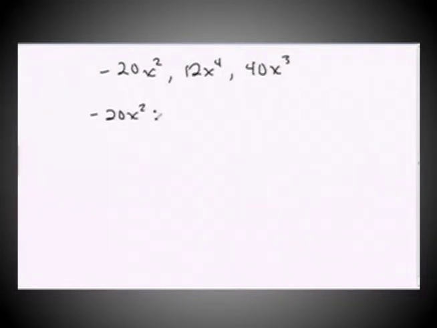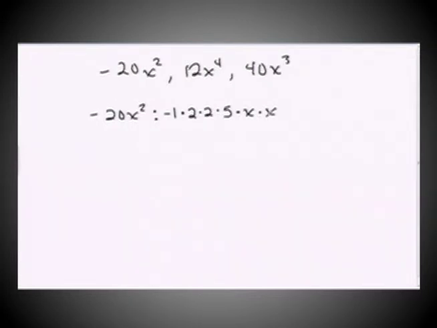If we'd like to find the prime factorization of negative 20x squared, we break it down into a product of prime factors. For this case, we have negative 1 times 4 times 5, but 4 is not a prime number. So let's call 4 2 times 2, and then multiply that by 5 to make negative 20. And then we have the x squared, which is simply x times x.